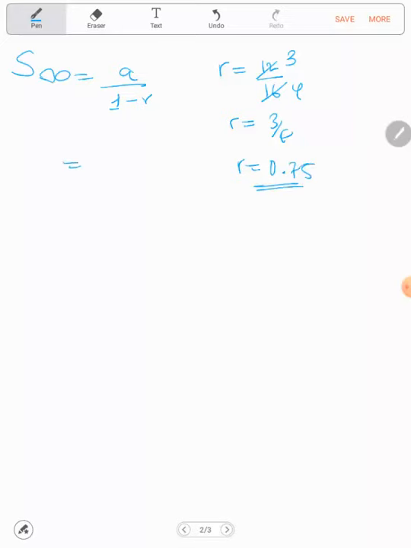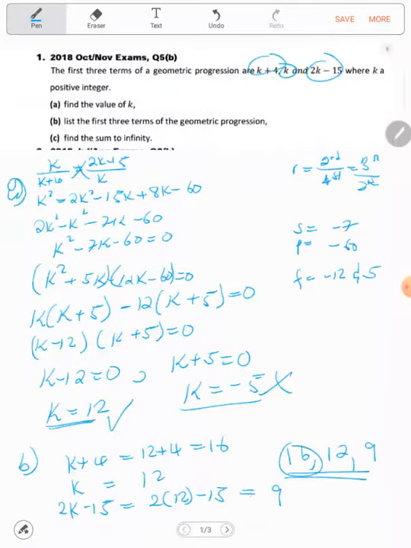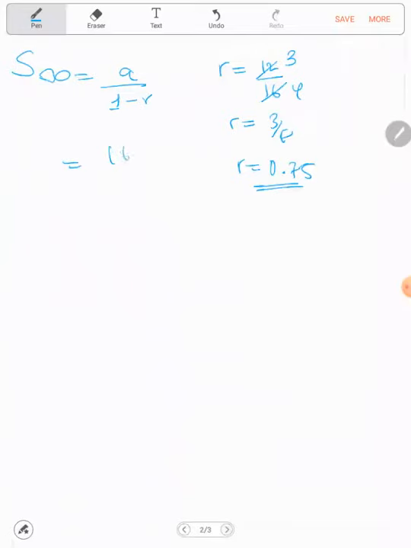Hence, a is your first term here, which is 16. I'm going to put 16 over 1 minus 0.75. 1 minus 0.75 is 0.25. Therefore, the sum to infinity is equal to 16 divided by 0.25. Punch on the calculator and confirm with me that it gives you 64.